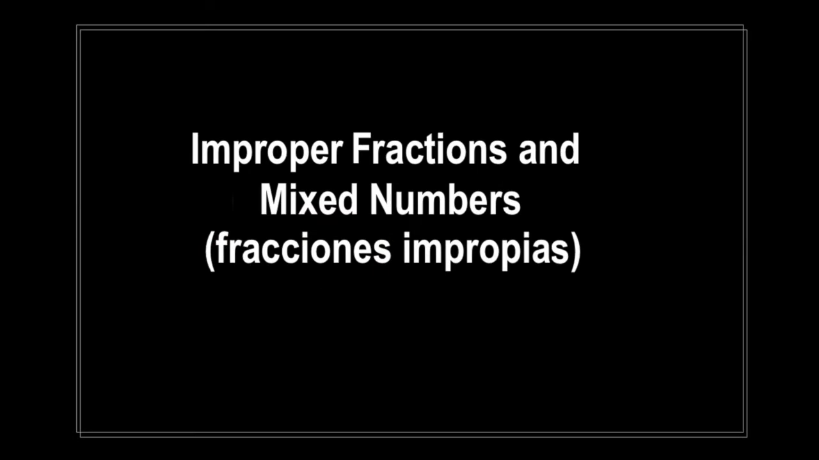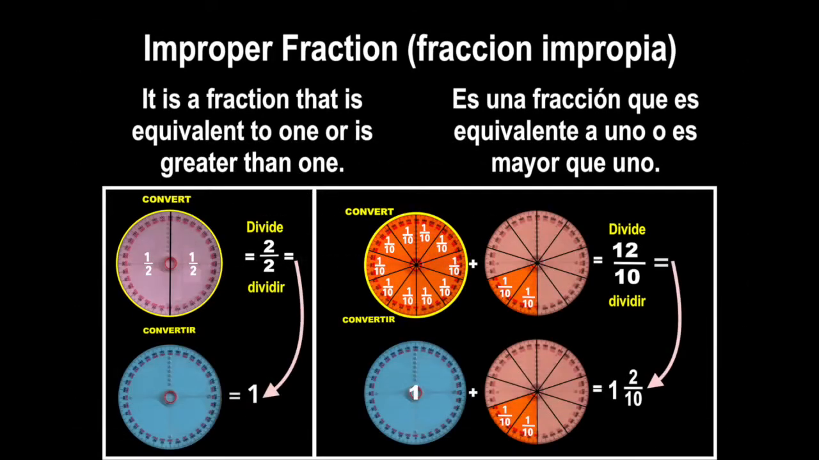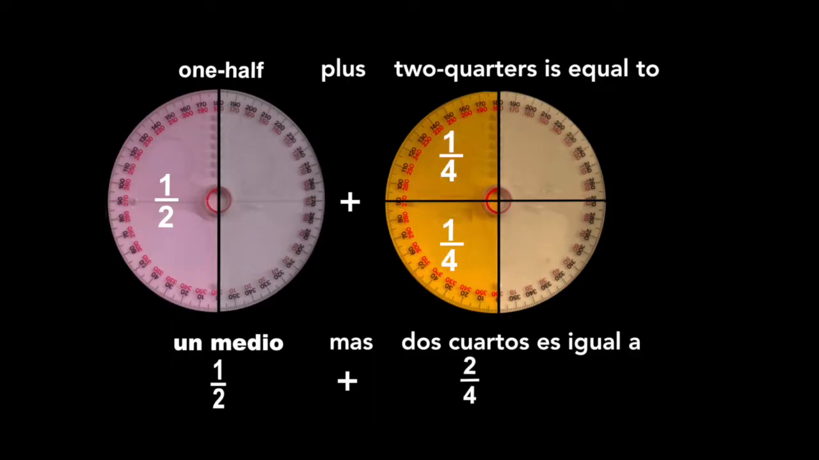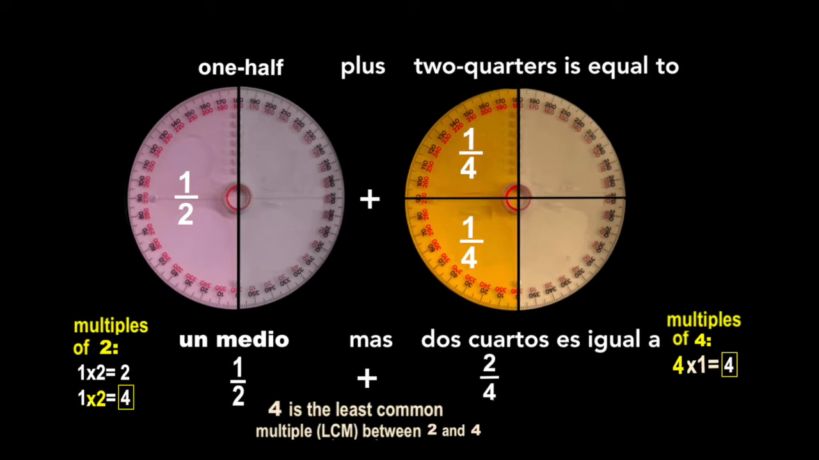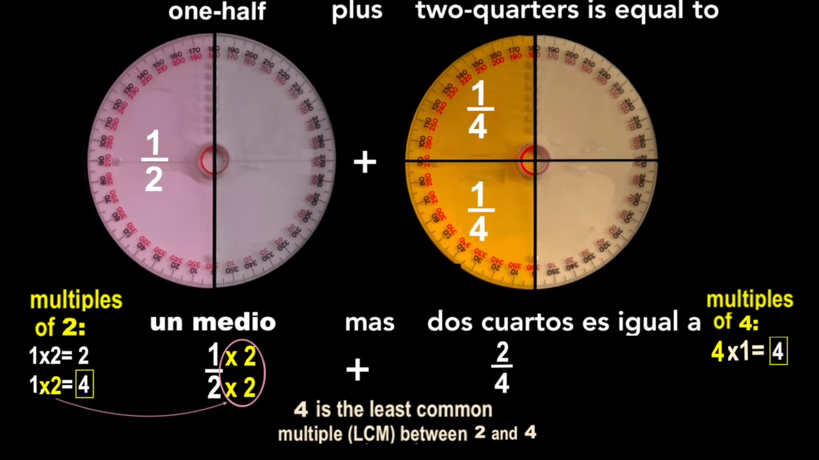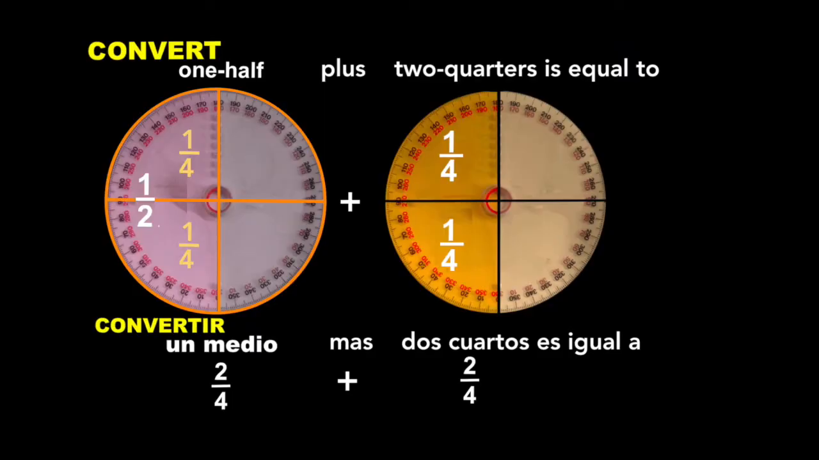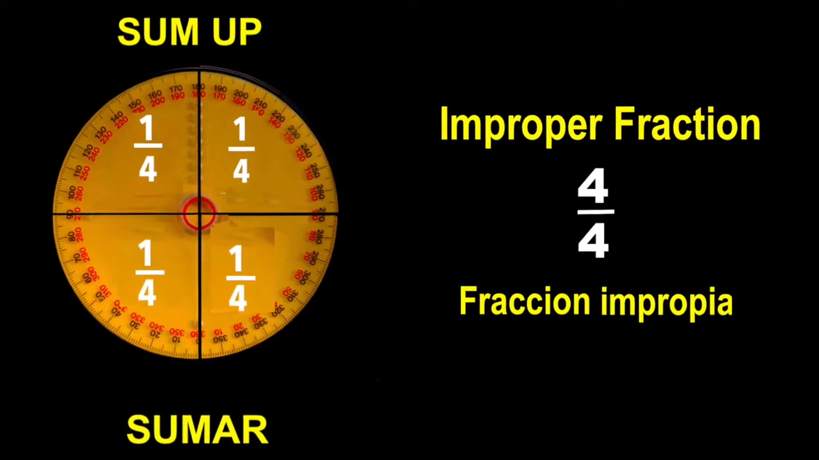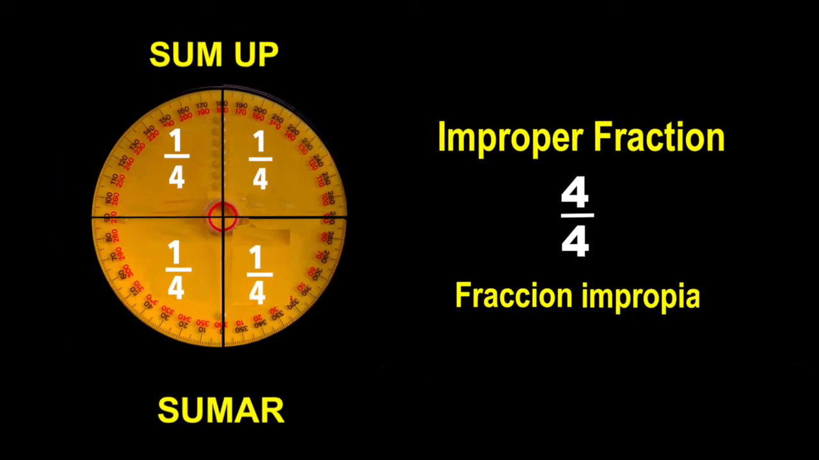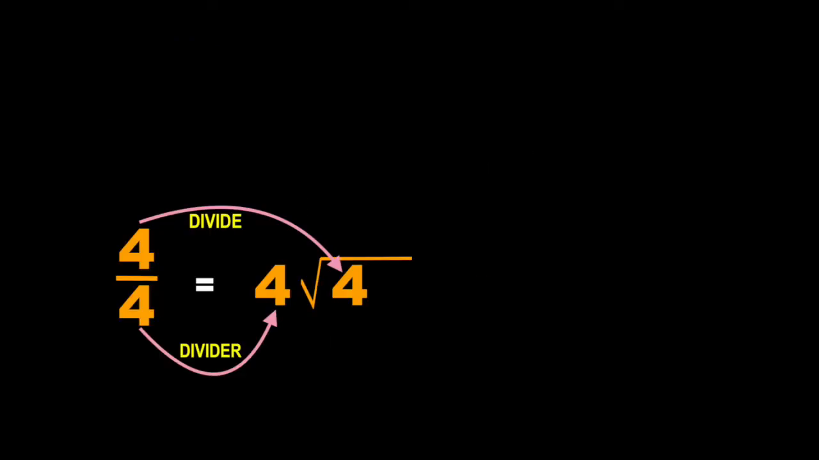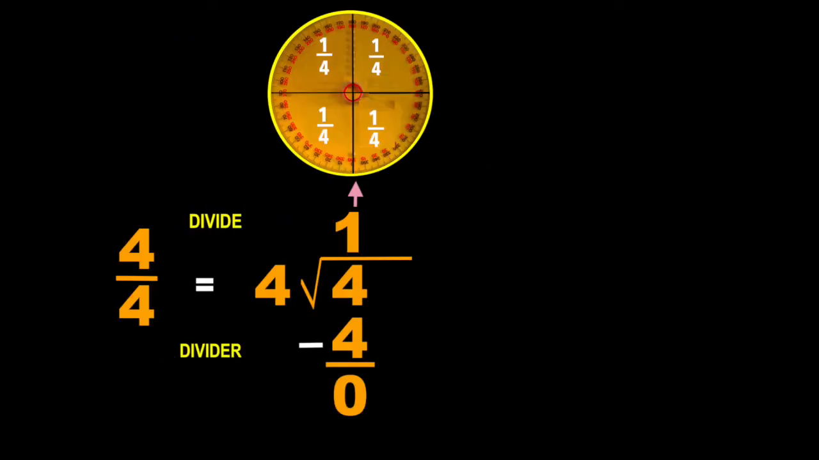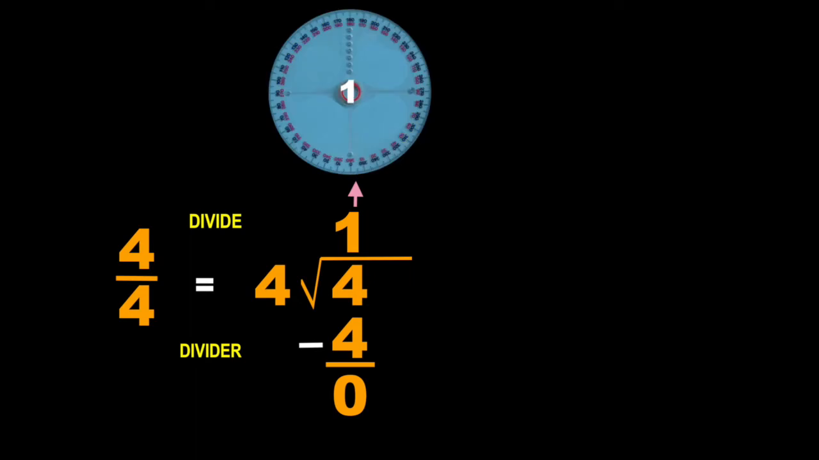Improper fractions and mixed numbers. An improper fraction is a fraction that is equivalent to 1 or is greater than 1. 1/2 plus 2/4. Find the multiples for denominators 2 and 4. Multiply 1/2 by 2/2. 1/2 converts to 2/4. Combine the sum of 4/4, an improper fraction. Divide 4/4. 4/4 is equivalent to 1.